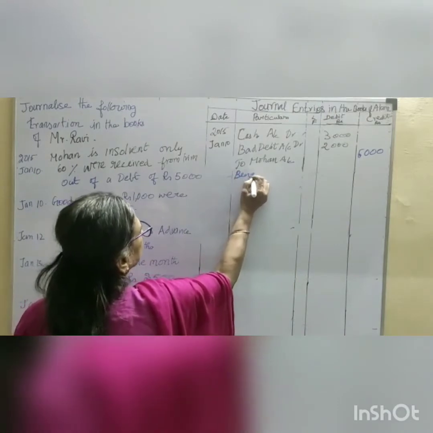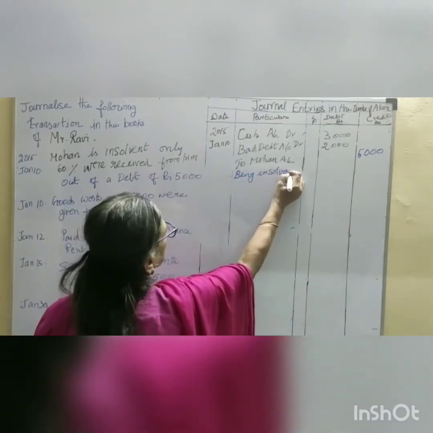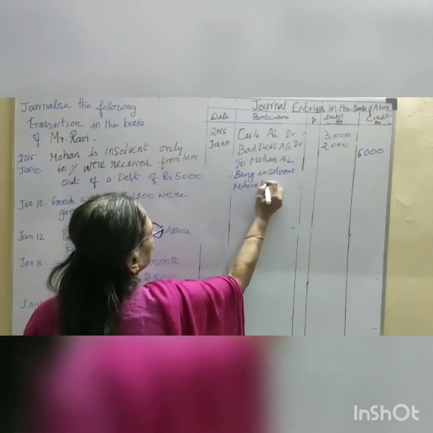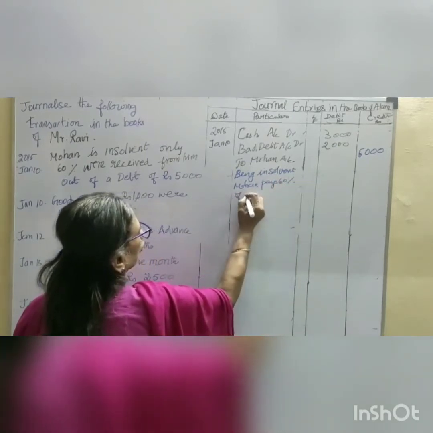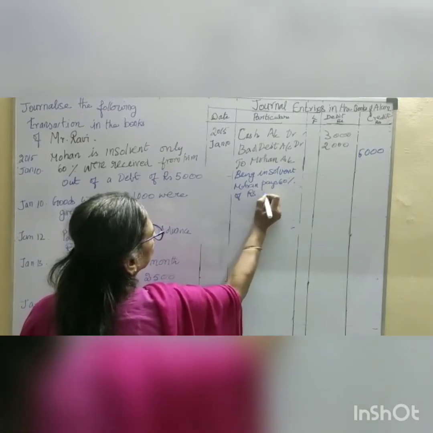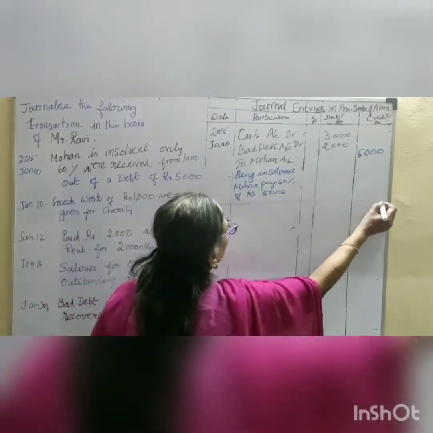So now what is the journal entry? Being insolvent, Mohan pays 60% of rupees 5,000. So this transaction is over.